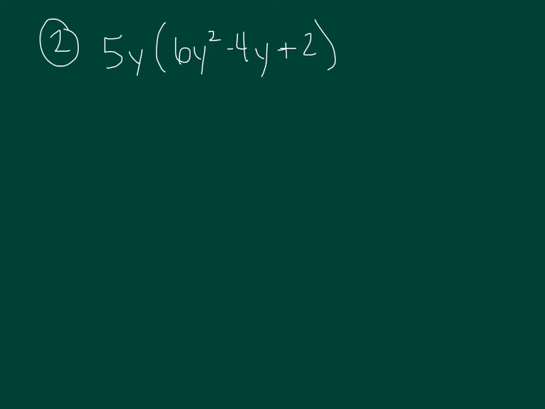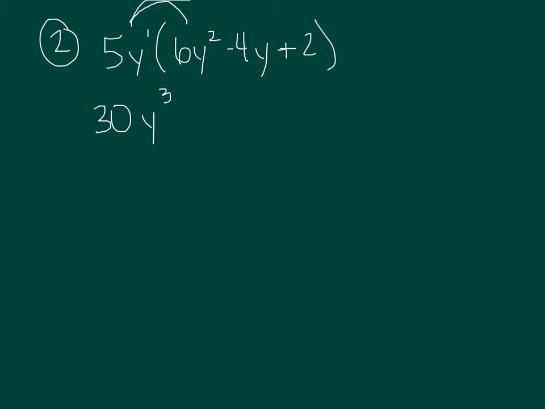Number 2, I'm going to distribute the 5y. So 5y times 6y to the second. So 5 times 6 is 30. Y times y to the second. You can do this if you want: y to the first times y to the second makes y to the third.